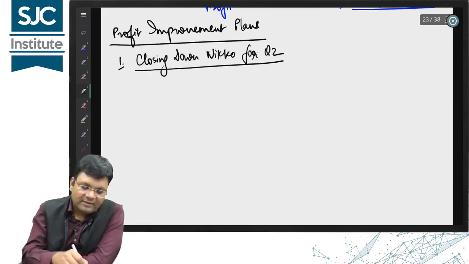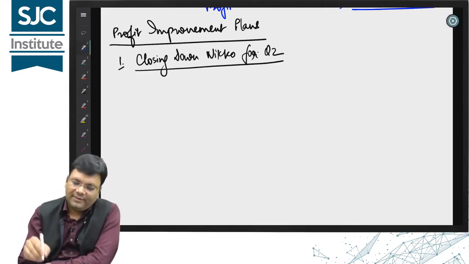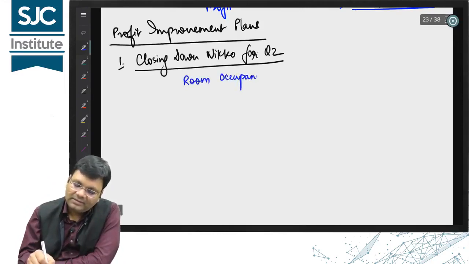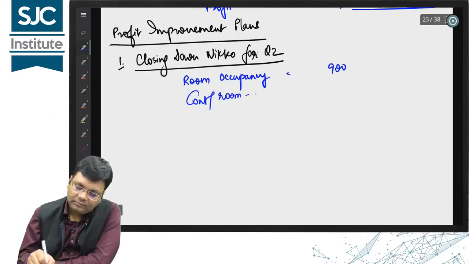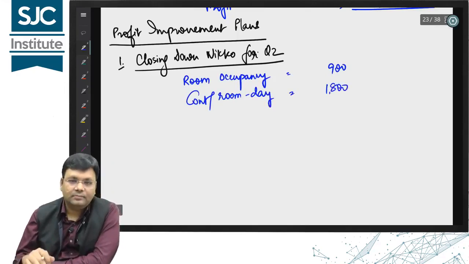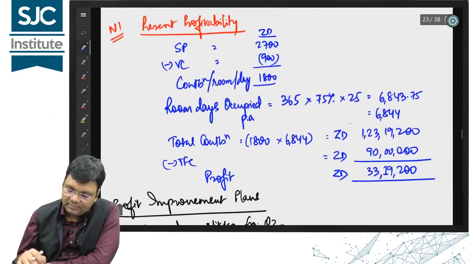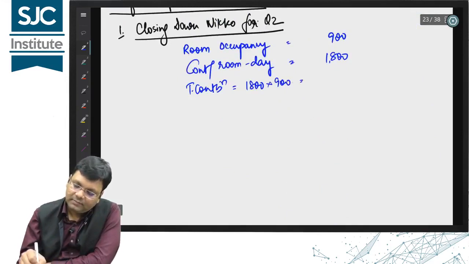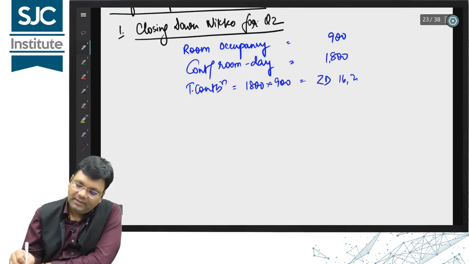Now here you cannot find shutdown point and all because the details are not that way. You can just see that there is some basic room occupancy in that Q2 which is 900 room nights, and the contribution per room day as per present cost structure is 1800, right? So total contribution that you are earning from this quarter 2 is 1800 into 900. So this is coming ZD 1620.